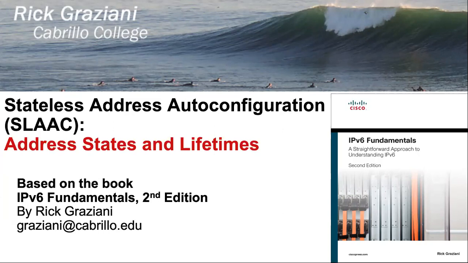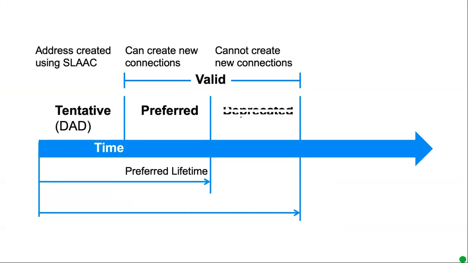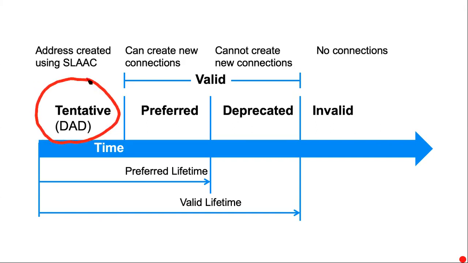Hi, so let's continue talking about SLAAC and a little bit about address states and lifetimes. So here's a chart. I'm going to fill in all the blanks here for us. And I know this looks a little intimidating, but it's basically three parts. This part here, when we can't quite use an address because we're still making sure it's unique. This part here, preferred, where this is a good time to use the address, create connections and that sort of thing. And then this part here, deprecated, where, well, let's start not using this address because it's eventually going to become invalid.